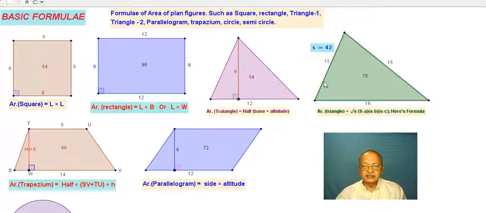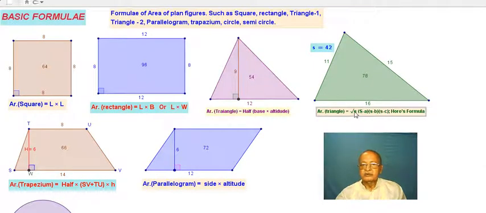Here another type of triangle is there where altitude is not given, but we are given the lengths of the three sides of the triangle. This side is 16 unit, this is 15 unit, this is 11 unit. So we have to use this formula, area of a triangle when three sides are given: root S in the bracket S minus A, S minus B, S minus C. It is known as Heron's formula.